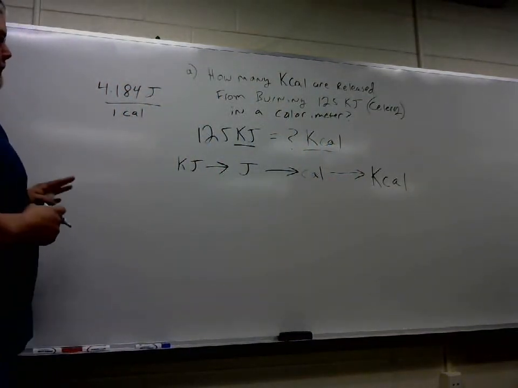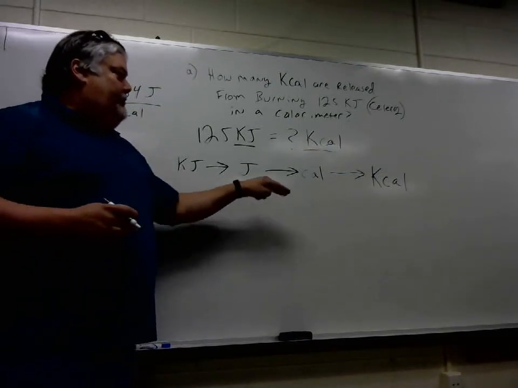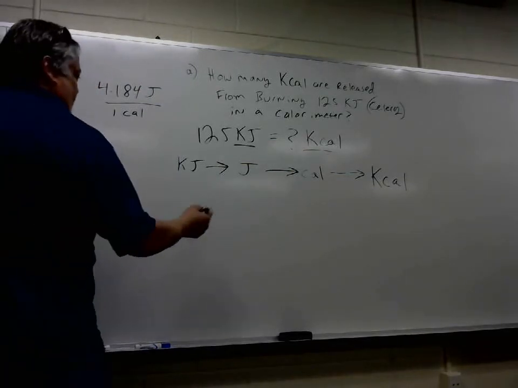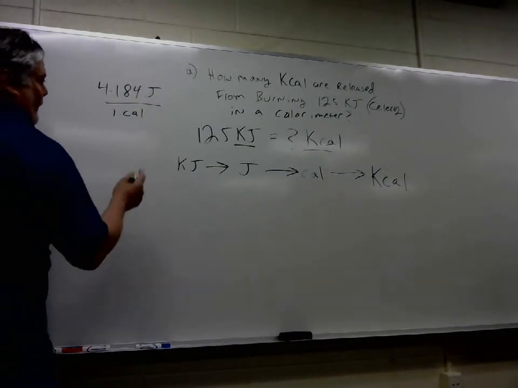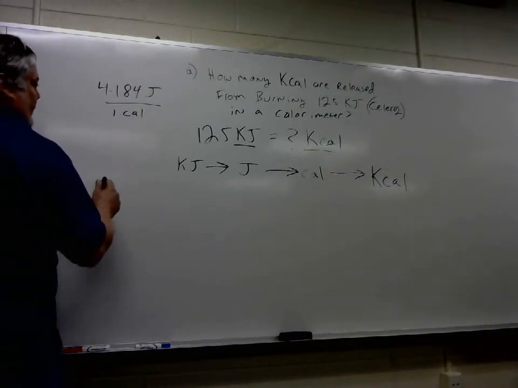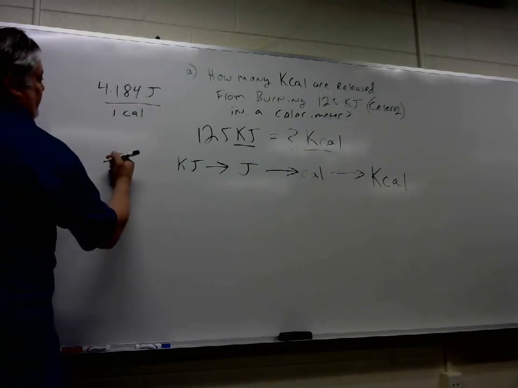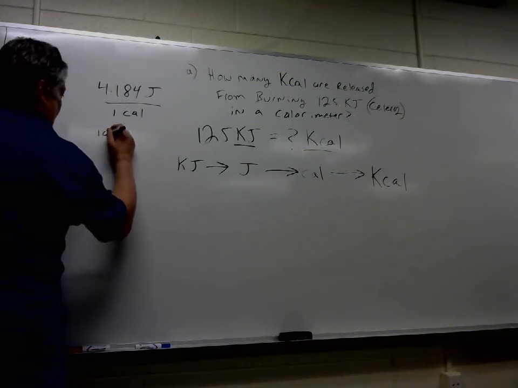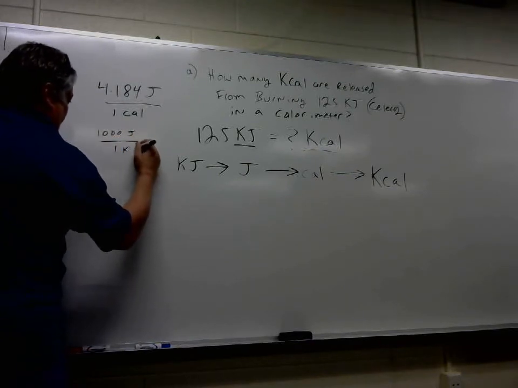Okay, so now that we have a roadmap, we know that we have to have 3 steps. So we're going to have 3 conversion factors. We've got this one down pat. Next, we need to know how many joules are in a kilojoule. Anybody? How many joules are in a kilojoule? Yep. 1,000. So there's 1,000 joules to 1 kilojoule.